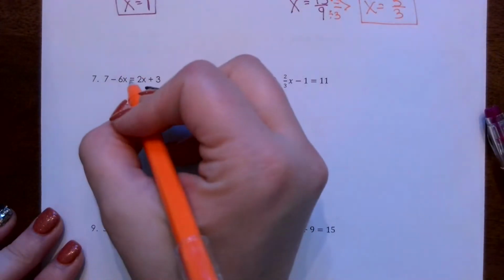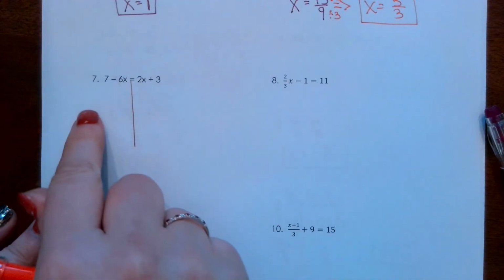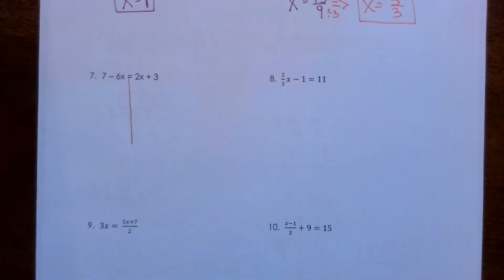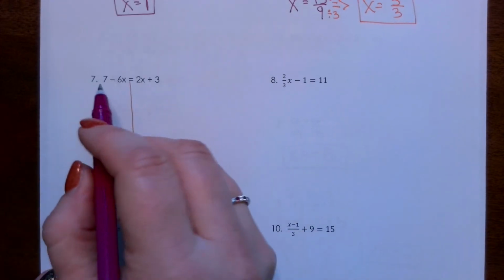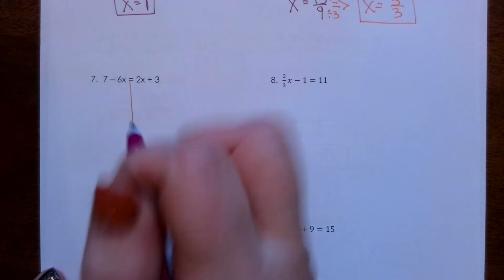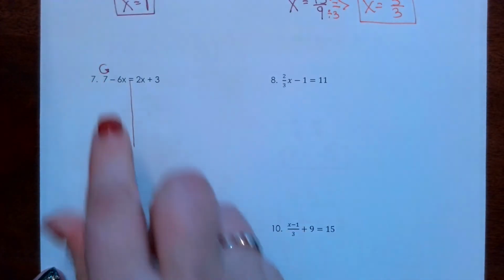Moving on. Next one, draw the line. Remember, variables on the left, constants on the right. Should I stay or should I go? That's what we need to know. I got 7. That's a constant. Constants need to be on the right. It is going to go.